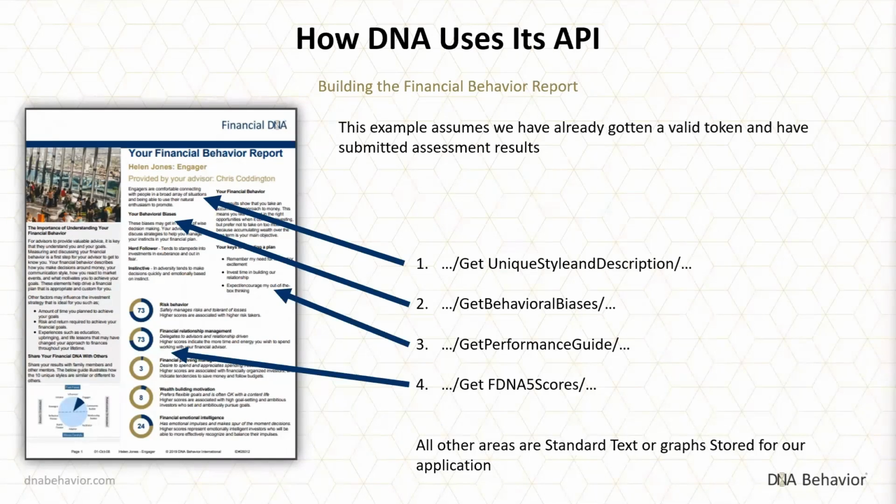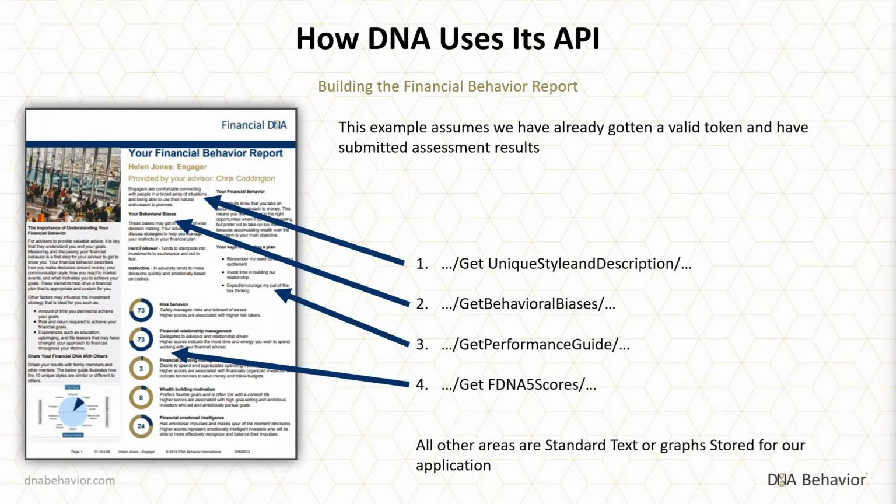The get unique style and description, which we've listed here as an engager and a description of what an engager is, the get behavioral biases, where we show you your top 2 behavioral biases, the get performance guide. Now in the get performance guide call, I'm going to get strengths and struggles and environment keys. We chose only to show environment keys here and not even all of them. We've prioritized which environment keys to show here on this report. And then with the get 5 scores, we're showing those 5 financial DNA scores and a description of them.